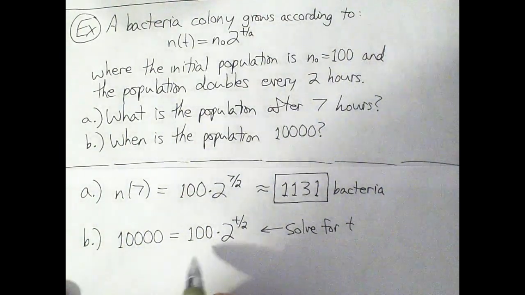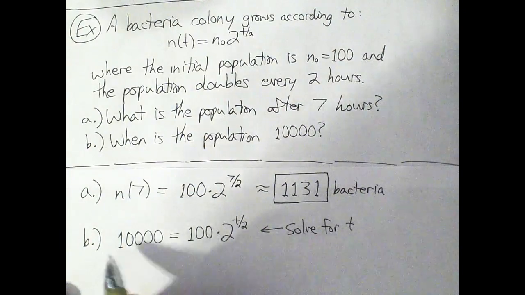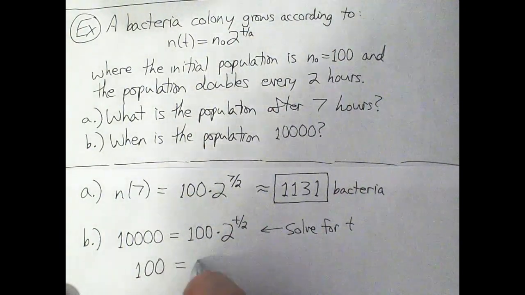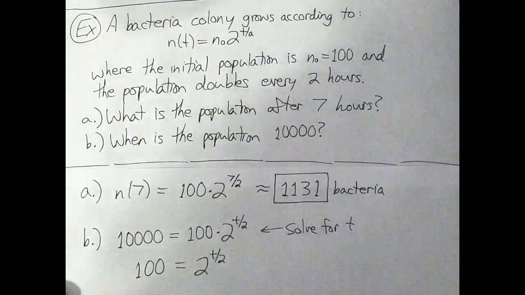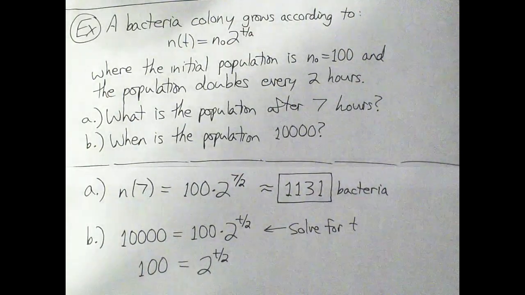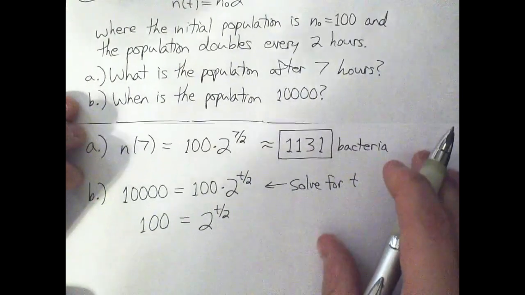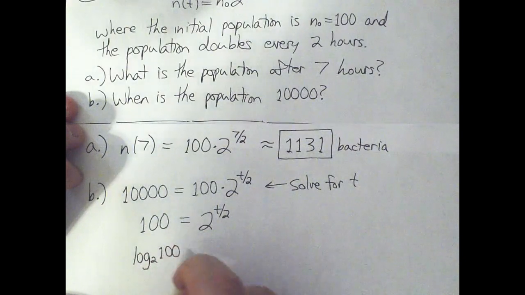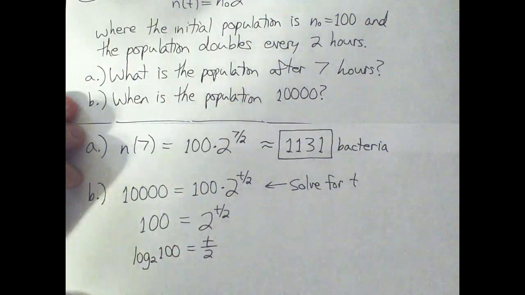Okay, so what I'm going to do, I want to deal with the 100. Let's just divide both sides by 100. So divide both sides by 100, and it simplifies things. What can we do now? It's an exponential equation. We talked about solving these. How about we do a logarithm with base 2 and say that log base 2 of 100 equals t over 2.